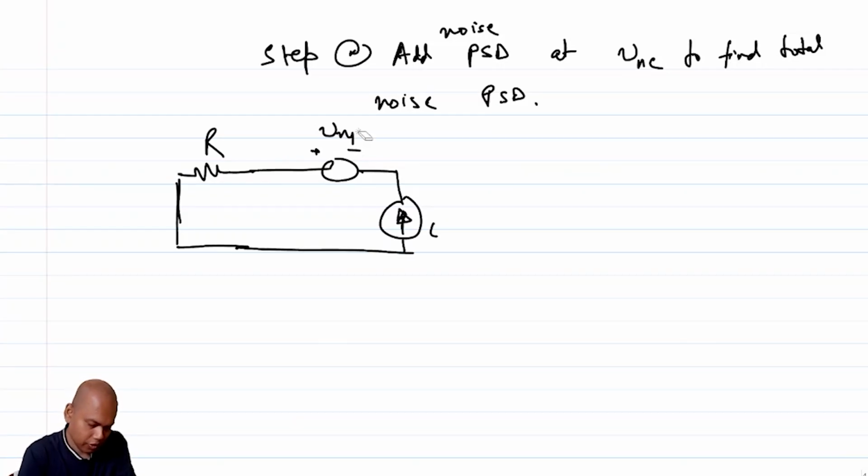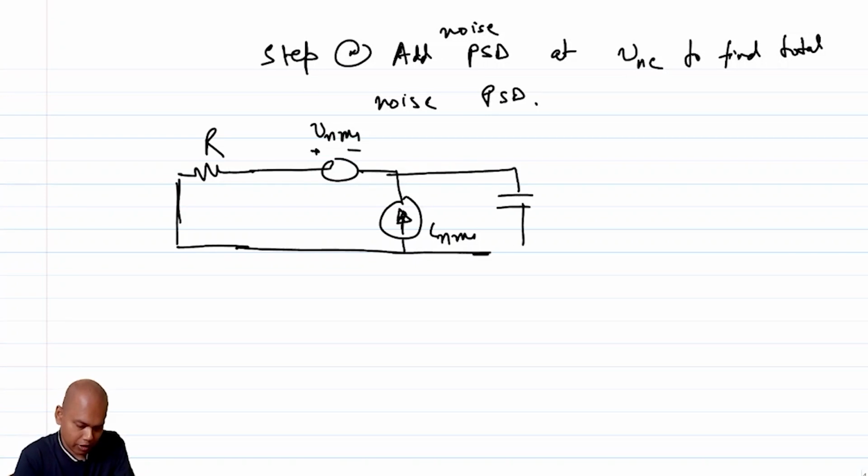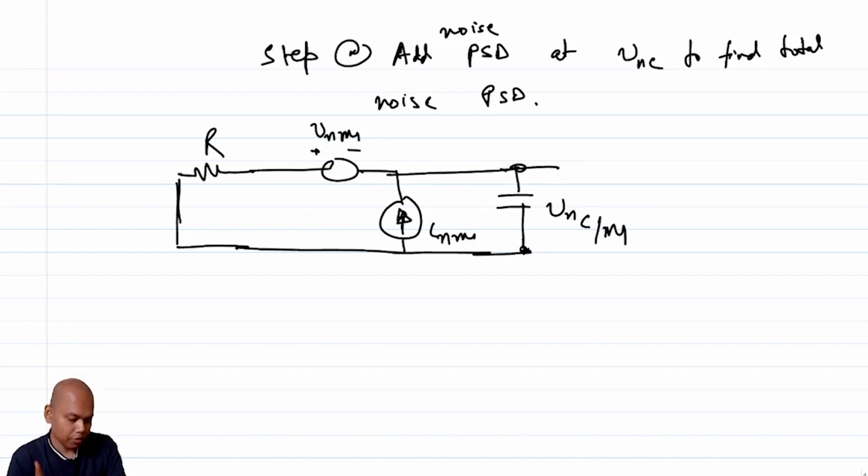This is VNM1, right? This is INM1, and you have this capacitor, and I'm going to find VNC, but for M1. Now, an important thing to note, if you go back to the previous lecture, is that for this model of VNM1 and INM1, since they are correlated, their directions are also important. Note that the directions here are plus minus, and the current is flowing into the terminal, flowing upwards. So that is important, right?